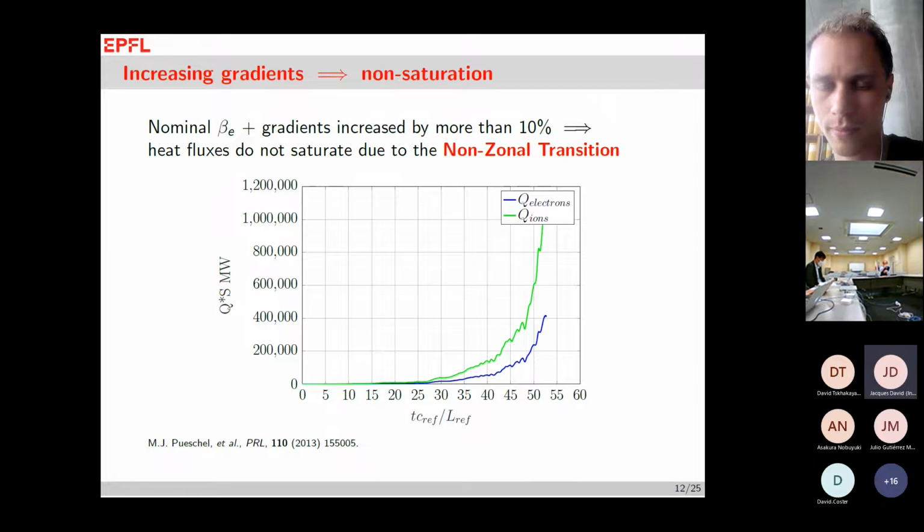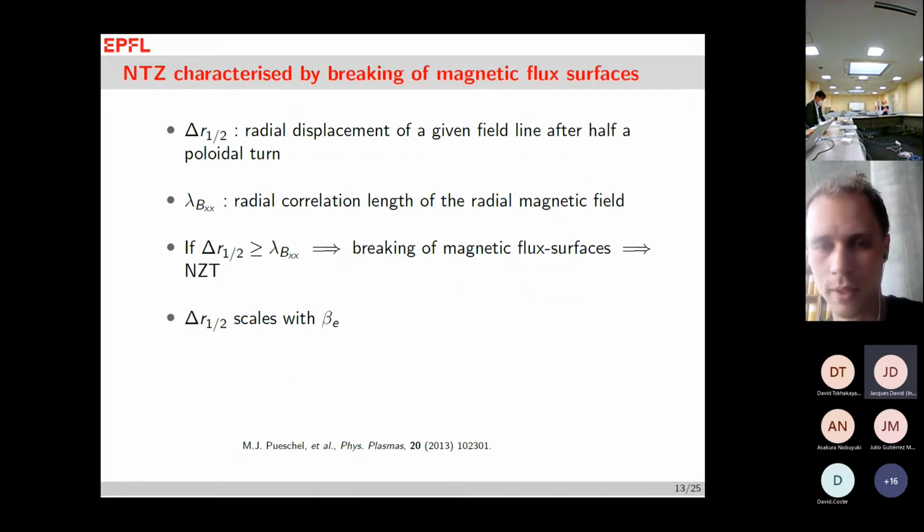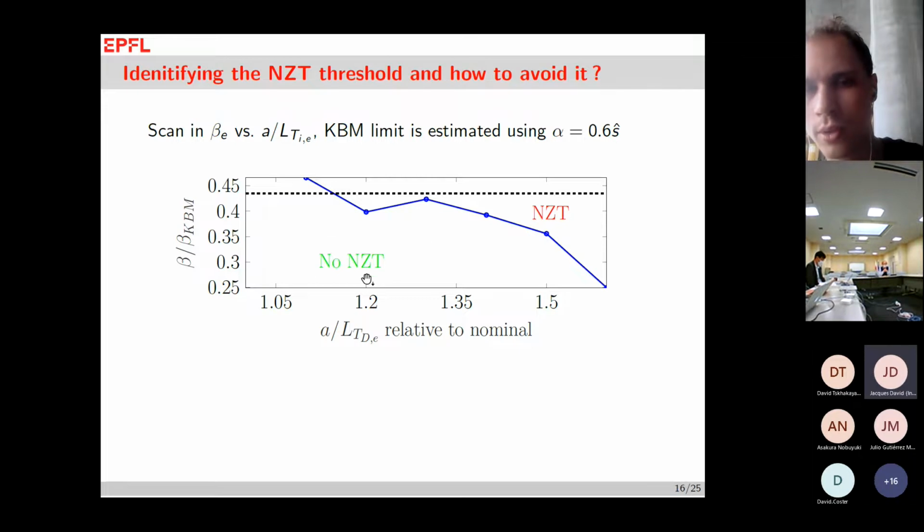So in the simulations, beta is 2.7%. Exactly. But then we had to decrease it. Once we increased the gradients here, we had to lower beta to get into this green region, underneath this curve, in order to get something we can simulate. Otherwise, we're just going to have a heat flux that is not saturating. So as we increased our gradients, we also lowered beta.